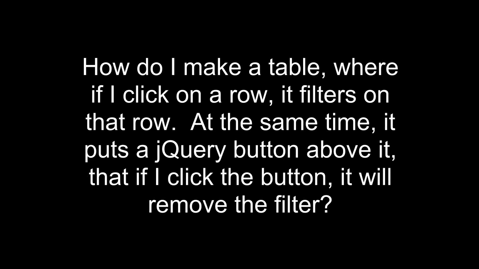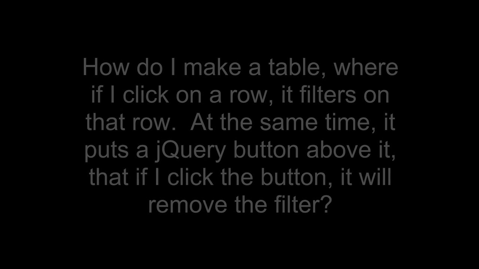The second question, how do I make a table where if I click on a row, it filters on that row? At the same time, it puts a jQuery button above it that if I click on the button, it will remove the filter. Very easy to do once you've learned a couple tricks, and there's a couple functions in both the jQuery API and the Google Visualization that make both of those features pretty straightforward and easy to do.